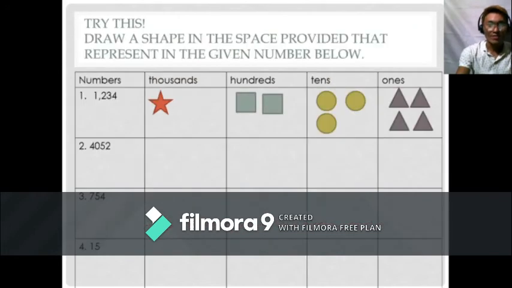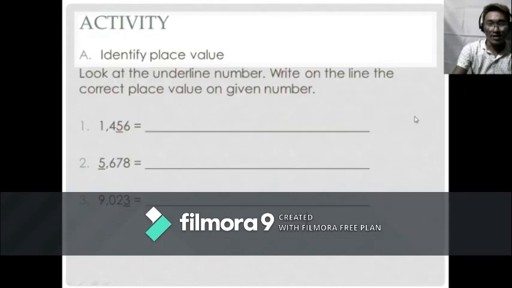Okay, next. How about this? Can you try this, children? 1 star, 2 squares, 3 circles, and 4 triangles. Okay, let us proceed to the next slide.